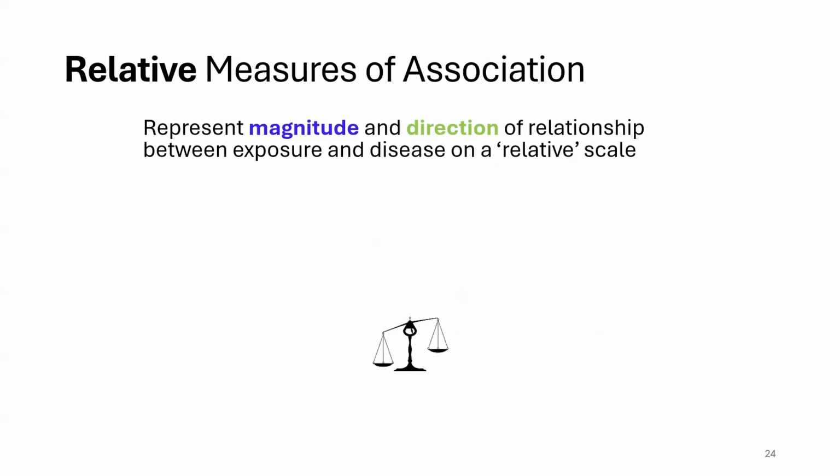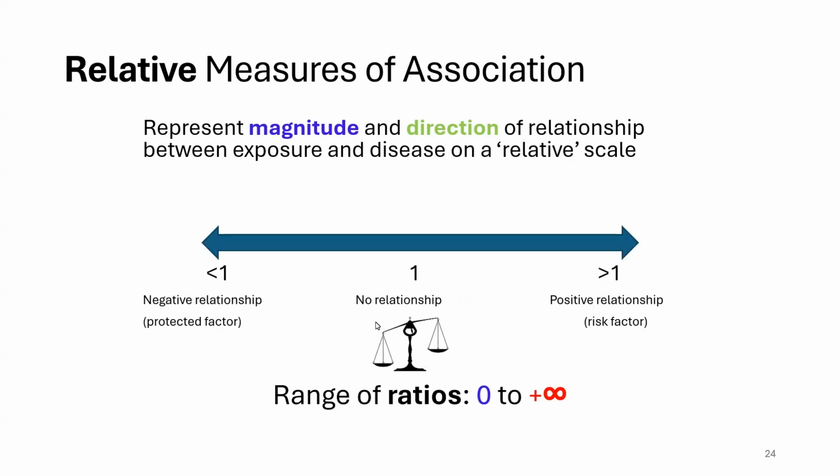So what these ratios really allow us to do is establish the magnitude and the direction of the relationship between our exposure and our disease relative to each other. Thinking about magnitude and direction on this scale: when the risk ratio or rate ratio is 1, it's essentially a 1-to-1 ratio, meaning that there's no relationship. When it is greater than 1, we know that there's a positive relationship. There is a risk involved with whatever that exposure is.